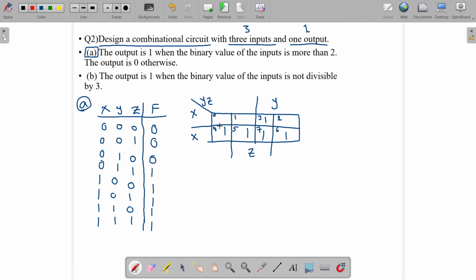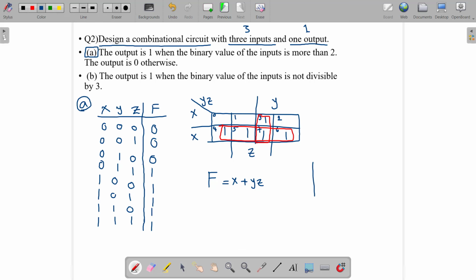Now we have to make a group. You can see that here we have 4, 1, and here we have 2, 1. So it means that f is equal to x, this one is x, or this one is y, z. Now we can design this circuit.